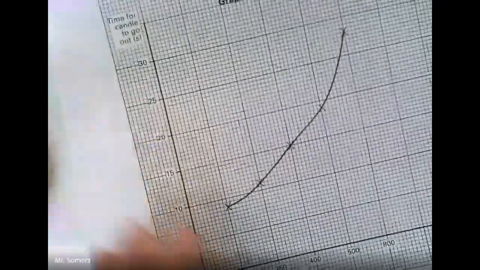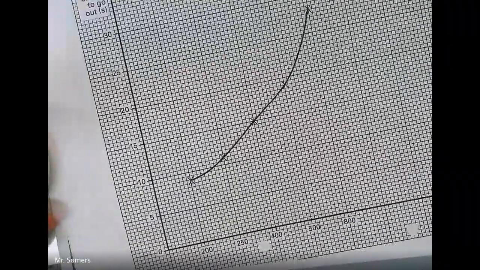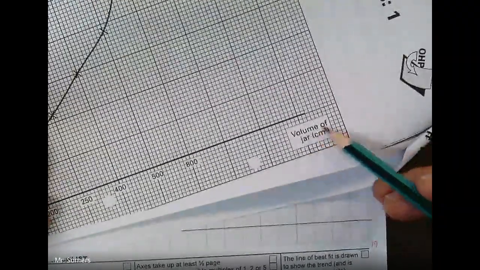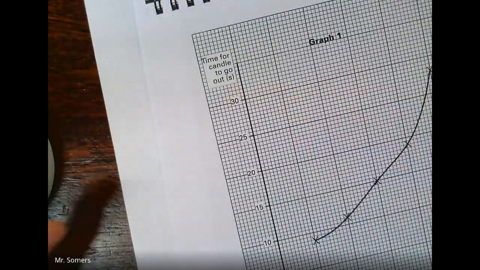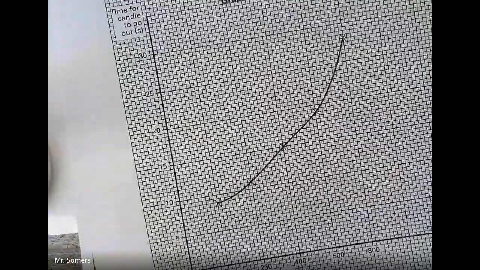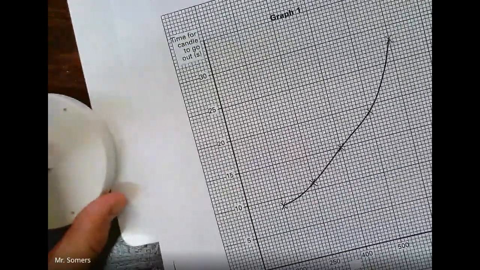Here is an example of a line graph. Obviously, the units are in the corner. They've got volume of jar, centimetre cubed, and time the candle goes out. I have no idea what this is about, but in my head I can figure out a practical based on this. They've taken a candle, changed the size of a jar, and they're looking to see how long it takes for the candles to go out because it's running out of oxygen. So you can just pick up a graph or a table and know what the practical is all about based on that, if there's enough information.